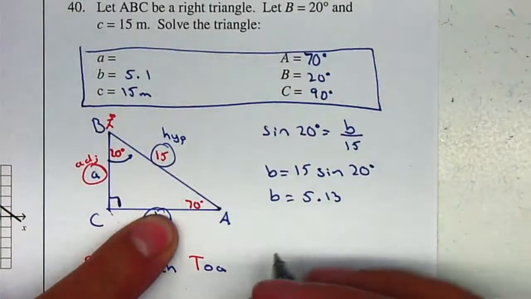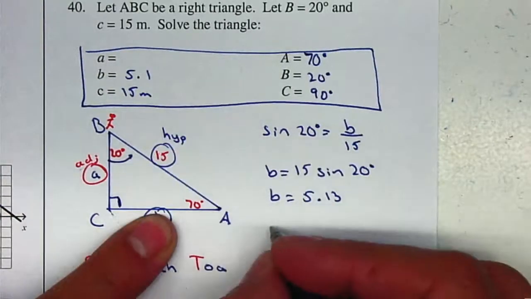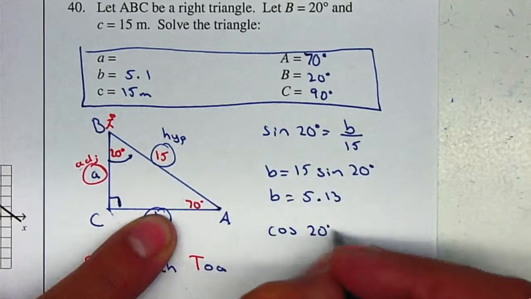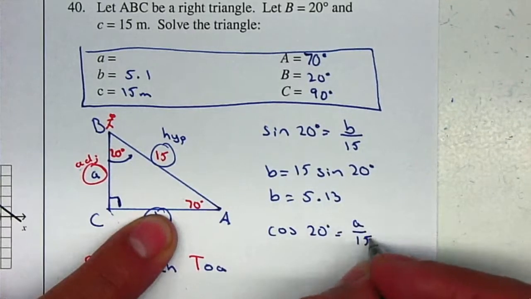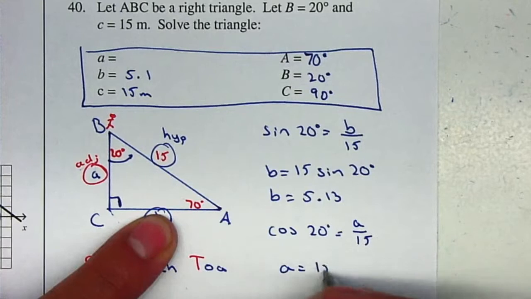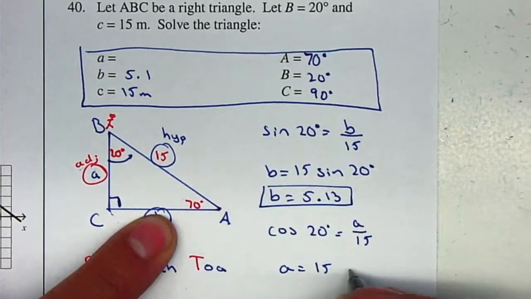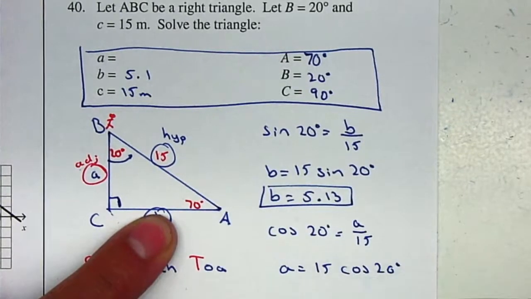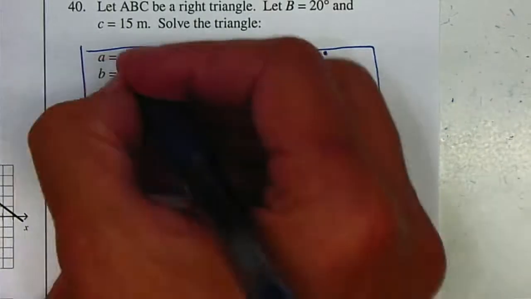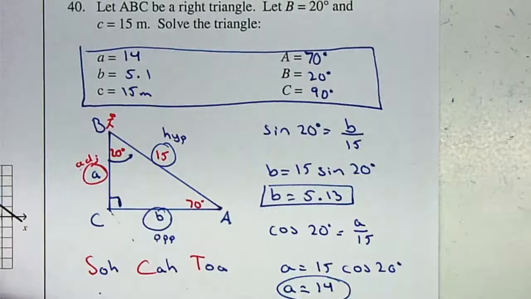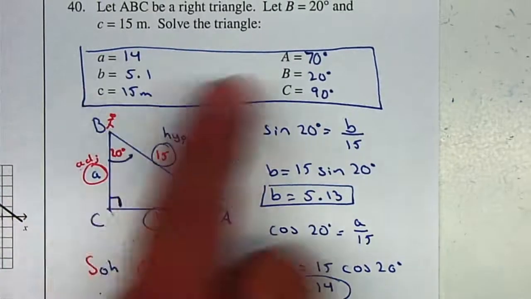So I can use adjacent and hypotenuse, which will be my cosine of 20 degrees. Adjacent is a, and hypotenuse is 15. Solve for a, so a is equal to 15 multiplied by the cosine of 20 degrees. A is equal to 15 multiplied by the cosine of 20 degrees will give you 14.01, or just 14. So we solve the triangle by providing all three sides and all three angles.